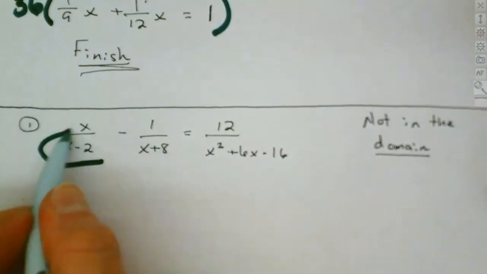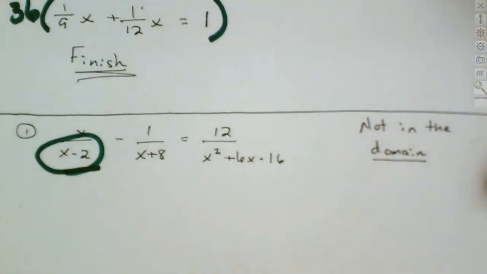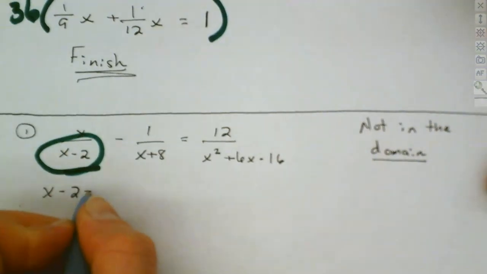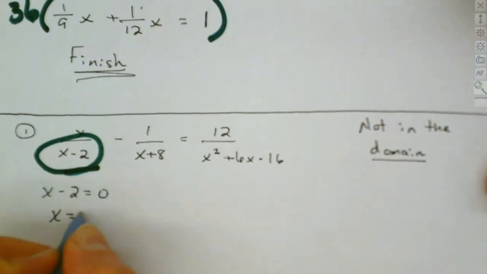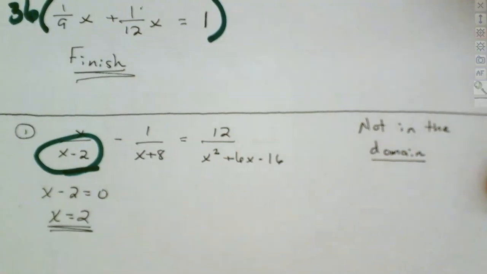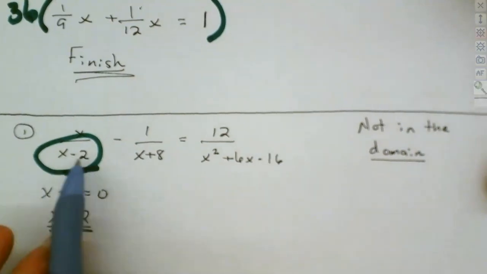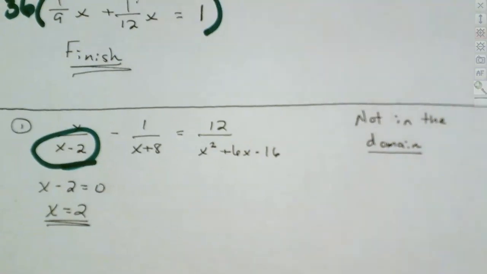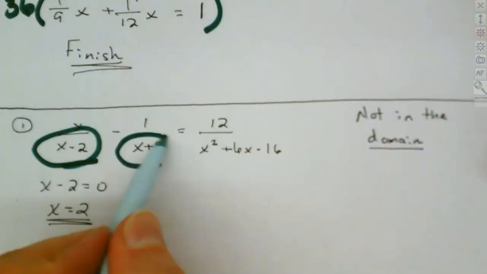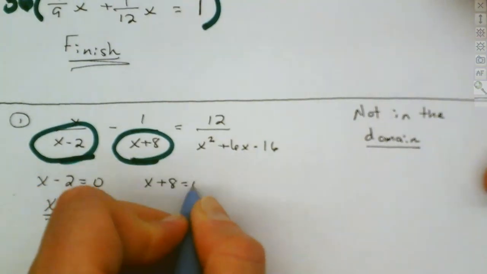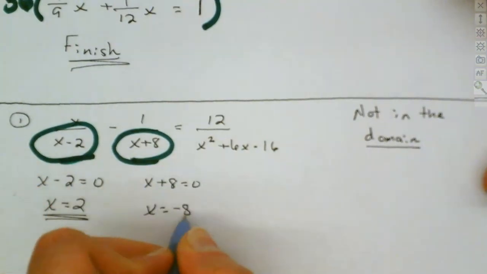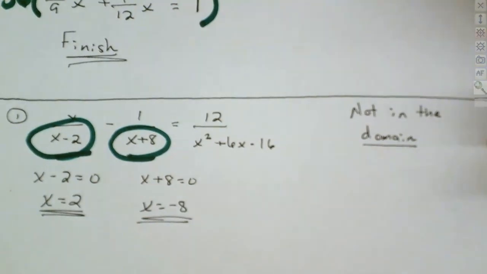So let's look at the first one here. x minus 2 equals 0. Well, what number gives you 0 down below? If I move that over, x equals 2. Okay, so that doesn't work because 2 minus 2 would make it what? 0. Down below, can't do it. What about the other one? Well, it's x plus 8 equals 0. So x equals a negative 8. Again, can't do it because that would give you division by 0.